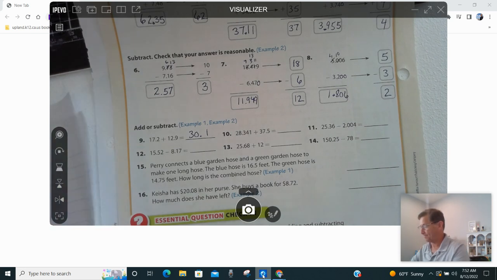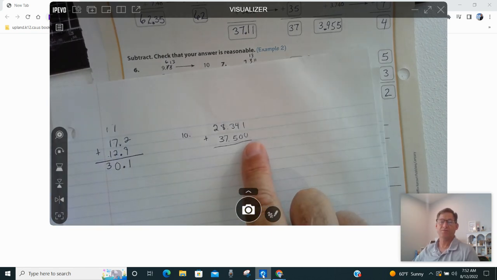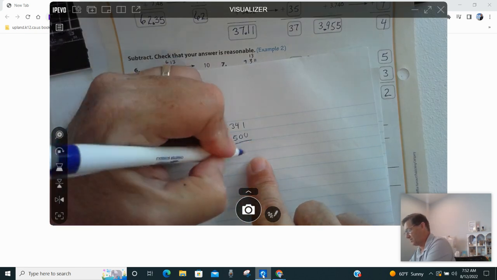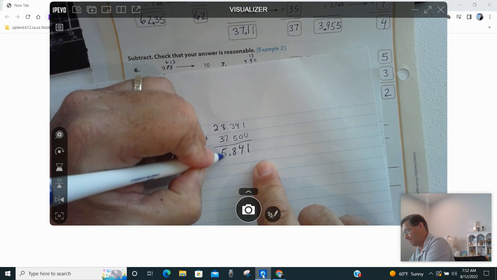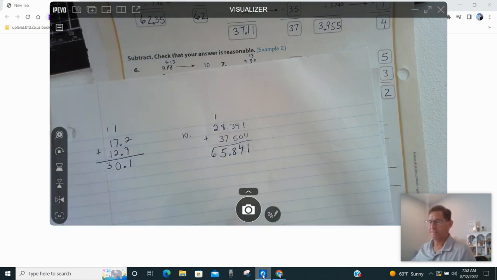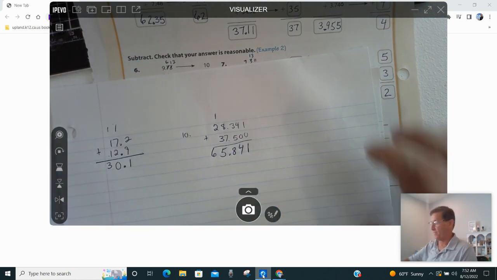Number 10, 28 and 341 thousandths, plus 37 and 5 tenths. So on this one, I'm going to add 2 zeros as placeholders and just add right to left. So 65 and 841 thousandths.